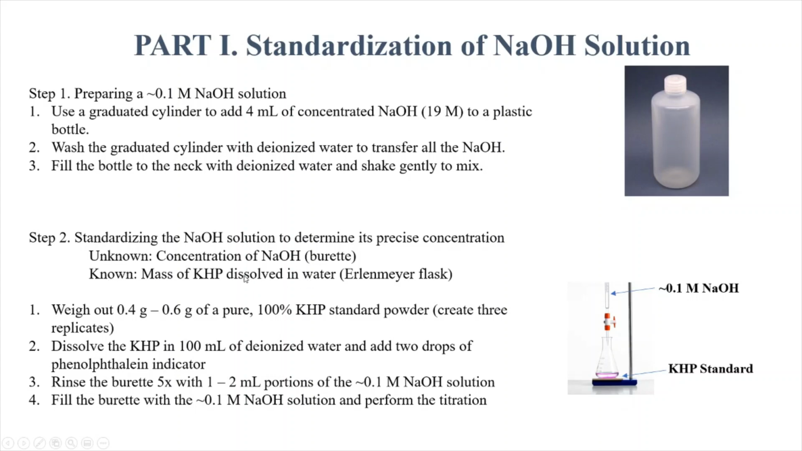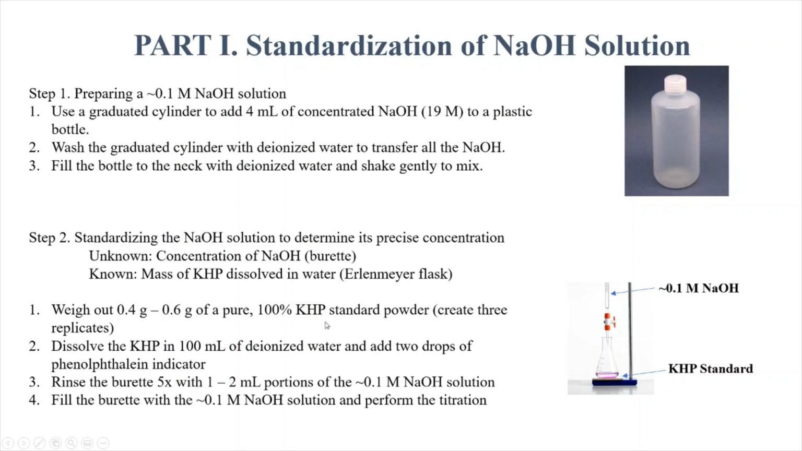In this part of the experiment, we're going to use a KHP standard. It's a 100% KHP standard powder, a very, very pure KHP standard, and that's how we're going to figure out the concentration of the NaOH. We're going to weigh out 0.4 to 0.6 grams of pure KHP, and note the mass very accurately in our data sheet. And we're going to do this 3 times.